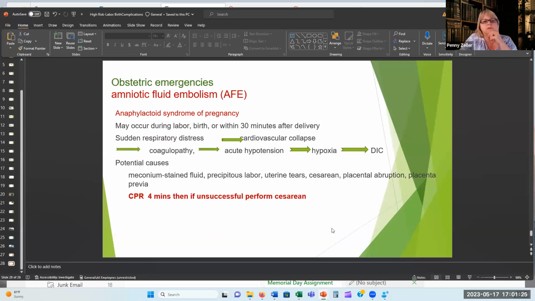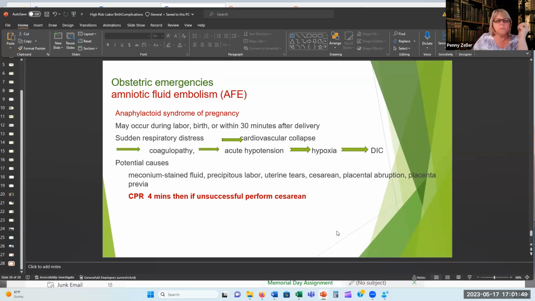And then the last one is embolism. So amniotic fluid versus blood. Amniotic fluid embolism occurs sometimes after an abruption, placental abruption. It's also called anaphylactoid syndrome of pregnancy. It can occur a few minutes after delivery.